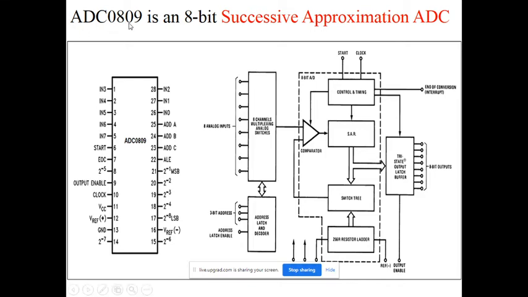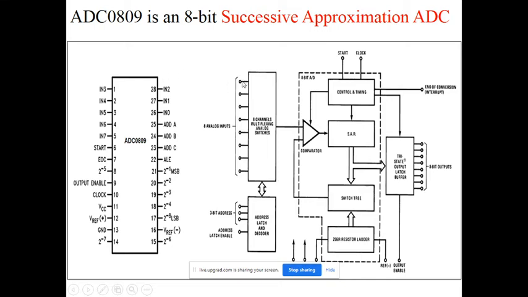Now there are 8 analog inputs available, which means 8 sensors are connected here. But at a time all analog inputs are not given to the ADC. Out of 8, only one is passed for the conversion process. 8 sensors are there, but at a time all 8 inputs are not given to the ADC. Out of 8, only one is connected to the ADC at a time.